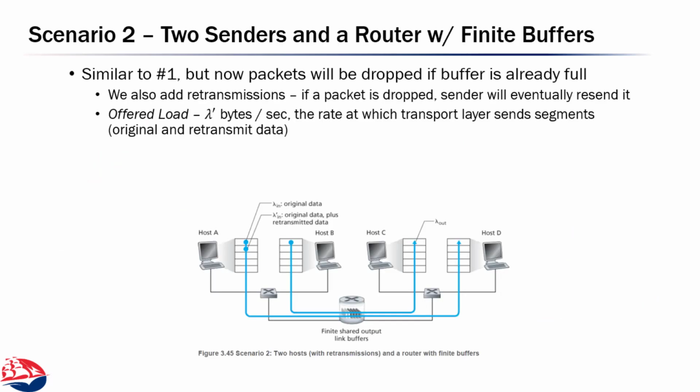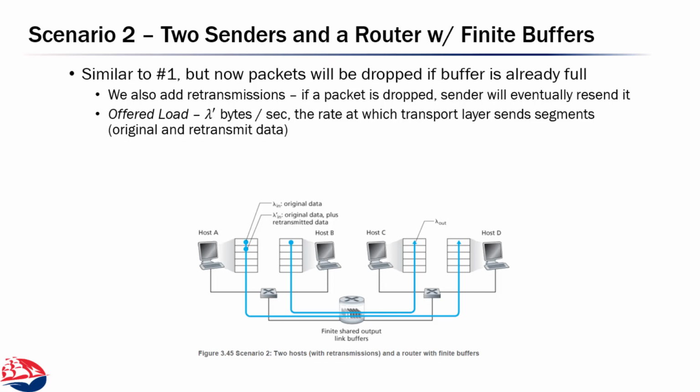In scenario number 2, we have 2 senders, but this time we have finite buffers. And once the router's buffers have filled, then we can't put any more data into it. And so then we're going to have to stop the senders. And if we stop the senders, then we're going to have to delay everything.